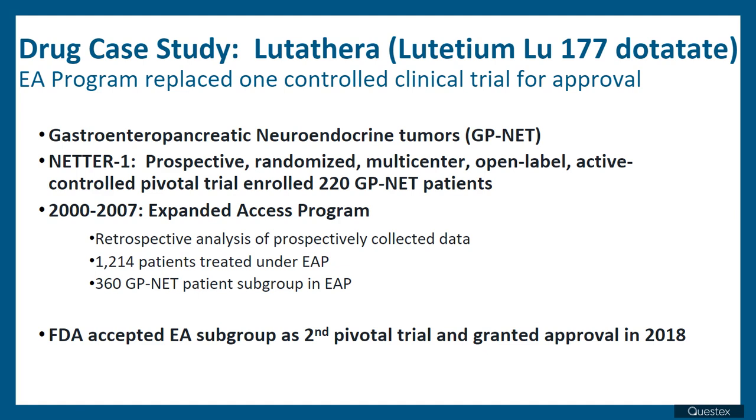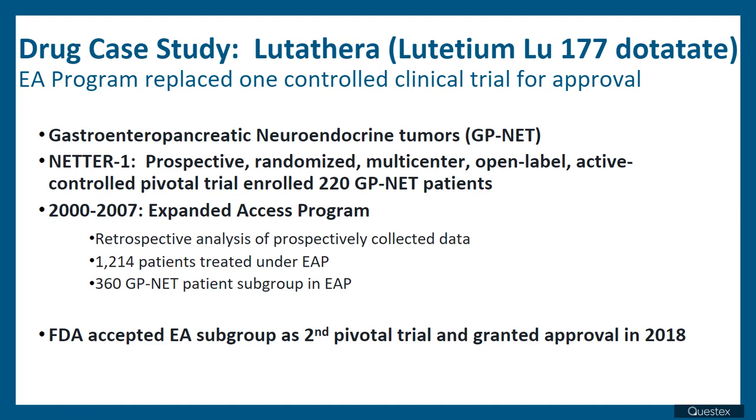It was an example, I think, of how a company that's particularly good at expanded access, which is Novartis, was able to utilize the program for an approved labeling while at the same time avoiding doing a second pivotal study. So this is a product for GPNet. It's a rare neuroendocrine tumor. They did a randomized controlled trial. This is an open label study with 221 patients. And in parallel, there was a long-running expanded access program for the product.